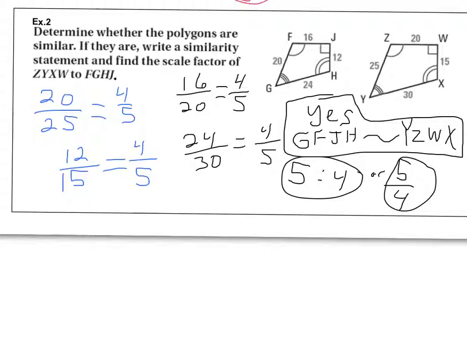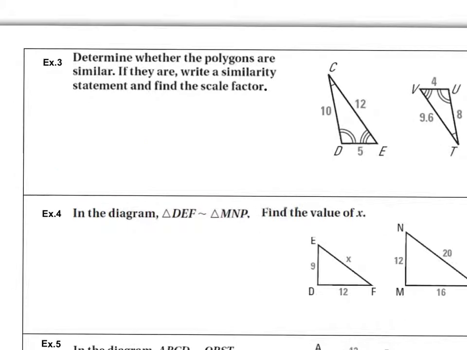So again, when you check to see if the sides are proportionate, you can go in whatever order you want as long as you go in the same order for each of them. When you do the scale factor, you have to go in the order that it says. So it says the Z one first and then the F one. So that's the order you have to go in. All right, let's turn the page.